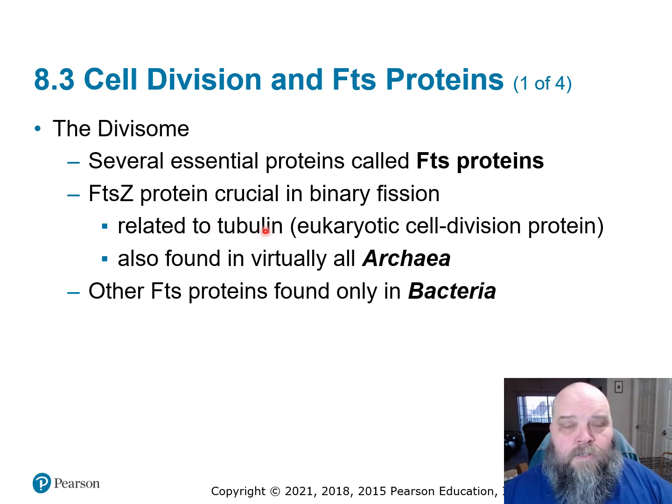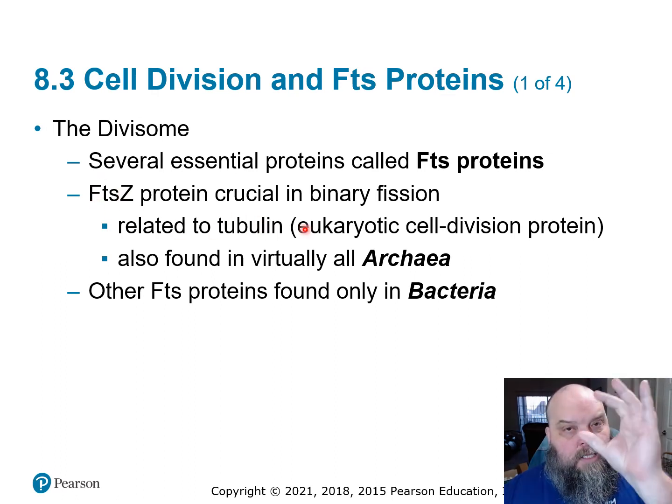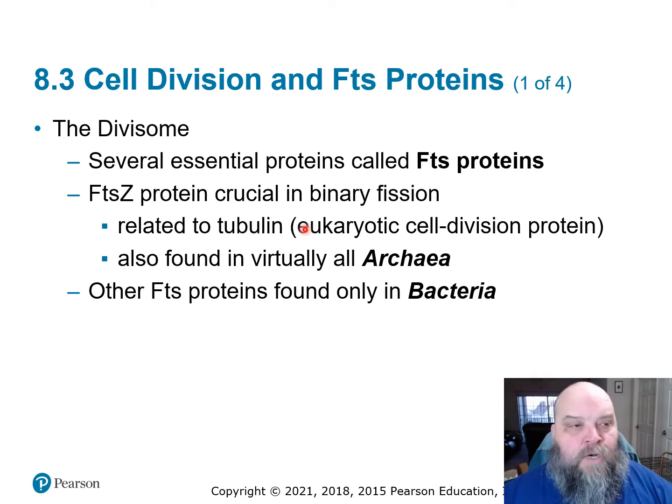Remember, tubulin is our microtubule cytoskeleton in eukaryotic cells. It's the big tube-like cytoskeletal component. So this FtsZ tubulin-like protein is going to form that contractile ring that's going to pull in the cytoplasmic membrane and the peptidoglycan layer.